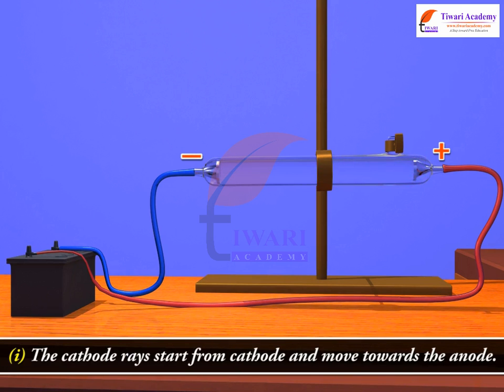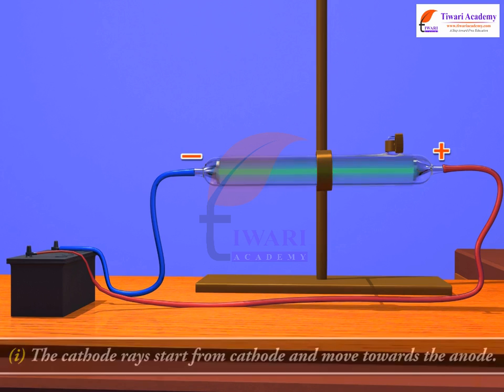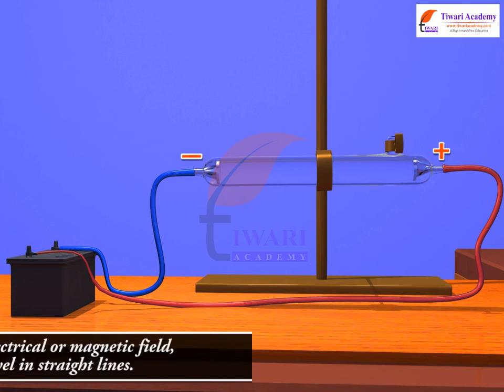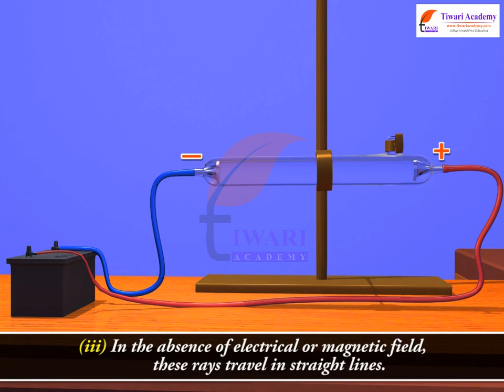1. The cathode rays start from the cathode and move towards the anode. 2. These rays themselves are not visible, but their behavior can be observed with the help of certain kinds of materials, fluorescent or phosphorescent, which glow when hit by them. 3. In the absence of electrical or magnetic field, these rays travel in straight lines.